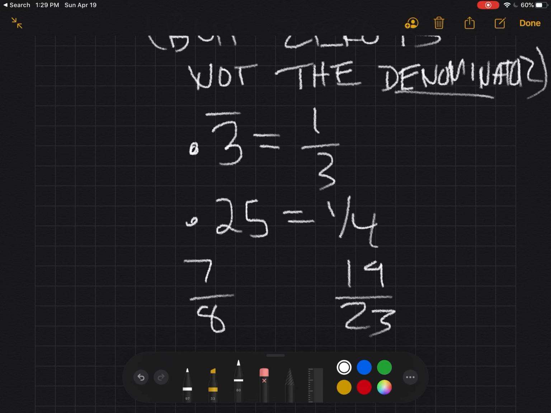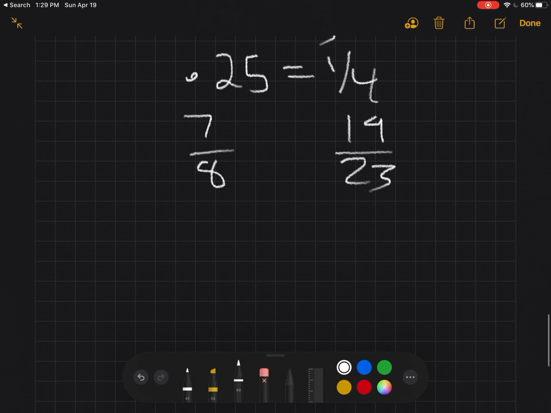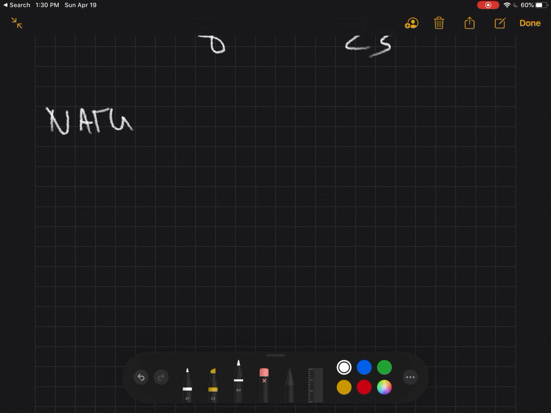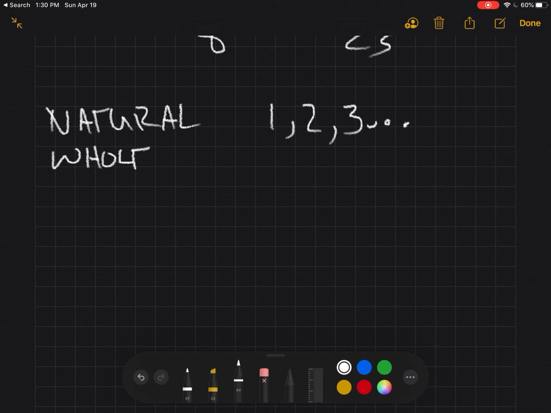So a fraction, 0.3 bar, you can actually write that as a fraction 1/3. And 0.25, you can write that as 1/4. So those are both fractions. You could also have 7/8, 19/23, any type of fraction like that. So those are all the kinds of numbers that we've been working with so far throughout this semester.